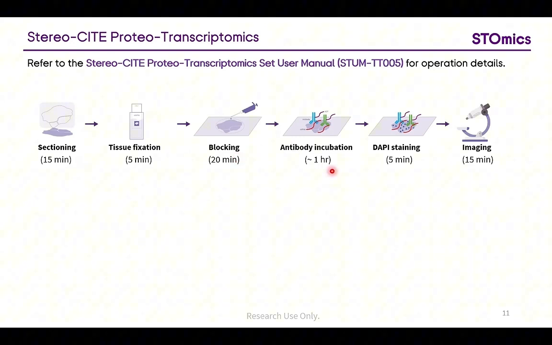And then you will incubate your antibodies, both primary and secondary. You will also need to stain your cells with DAPI, which stains the cell nucleus. We have the DAPI staining and imaging because we need to have an image registration to our final gene matrix after the sequencing. So this part is very important.